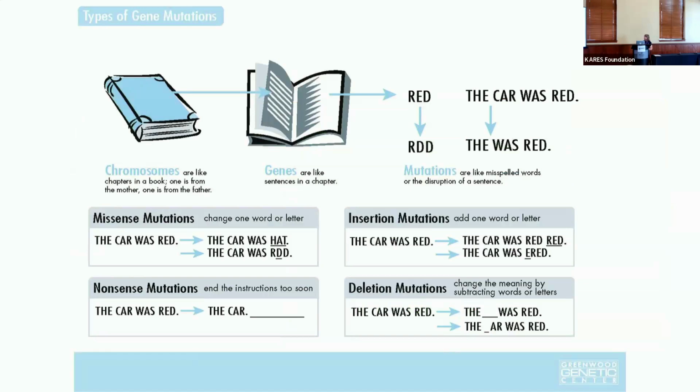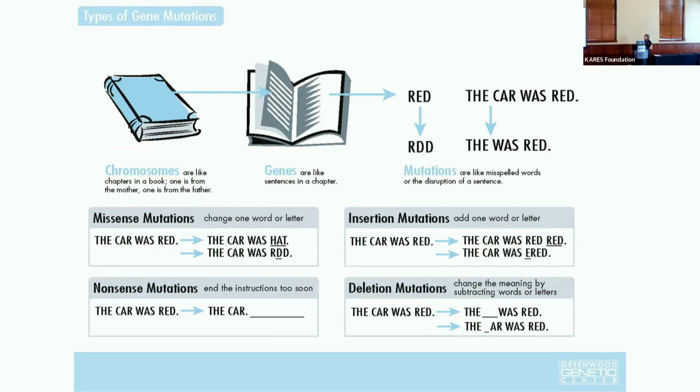This uses an analogy where the chromosomes are like the chapters in a book and the genes are like the sentences. This is kind of an old slide, so it uses mutations, but now we typically use the word variants instead of mutations. Mutations, or variants, are like misspelled words, and so they disrupt the meaning of the sentence. If you have the word red, you can say the car was red. That red can change to RDB, which doesn't really make sense. Or if you miss the word car, it just says the was red, and that doesn't make sense either.